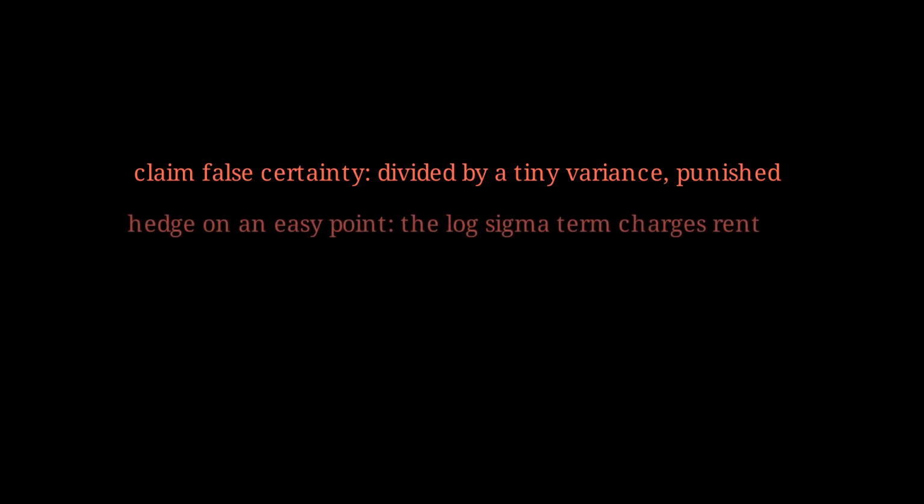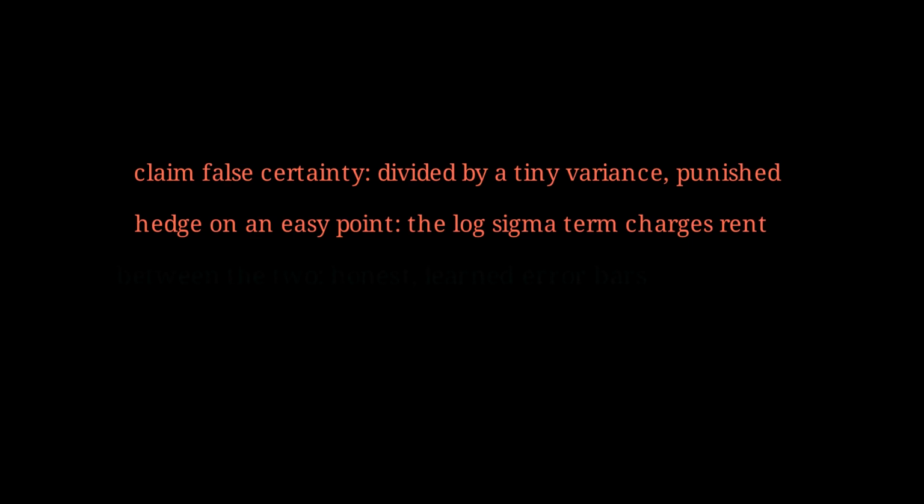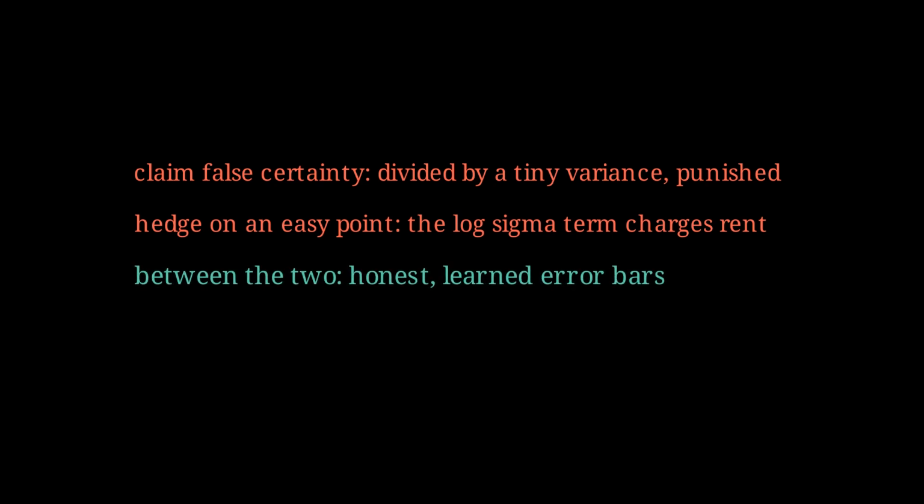Claim tight certainty and then get it wrong, and the loss punishes you hard through that division by a small sigma squared. Hedge instead, with a huge sigma on an easy point you could have nailed, and the separate log sigma term charges you rent for the vagueness. Caught between those two pressures, being punished for false confidence and taxed for laziness, the network settles on honest error bars learned from the same data and nothing else.